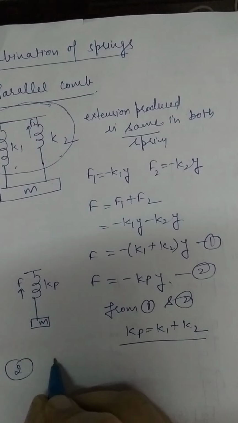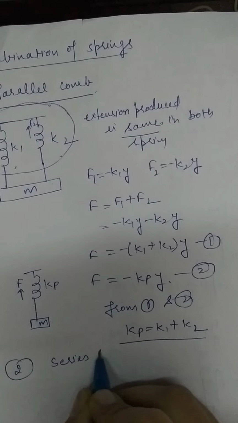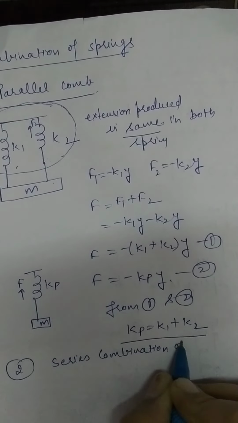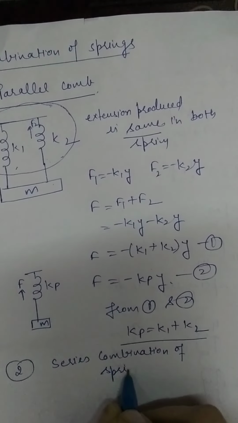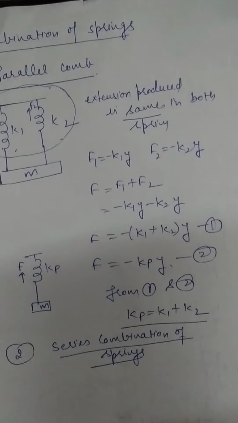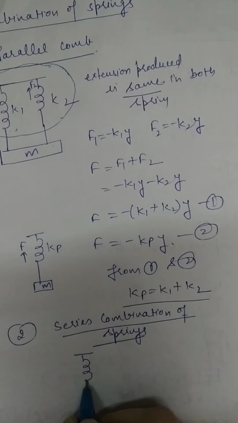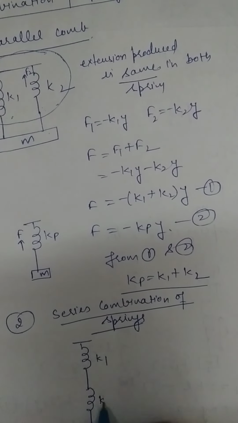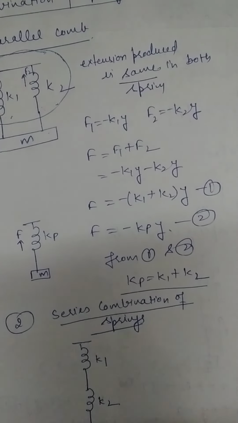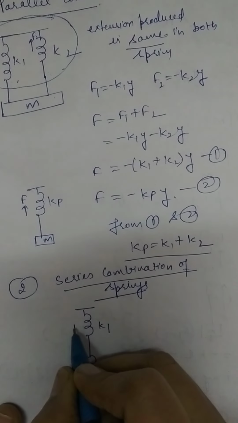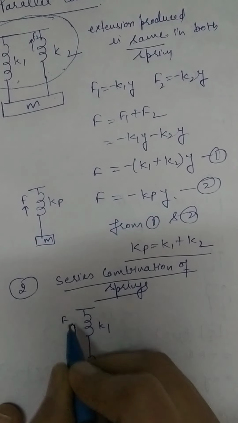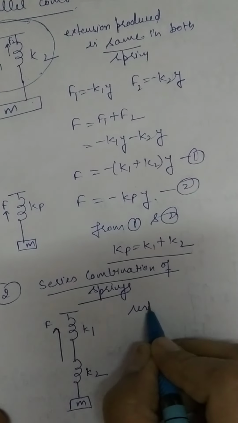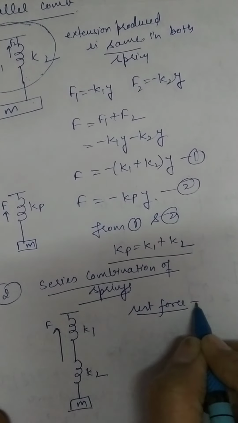Next is series combination. In series combination of springs, there are two springs. One has the spring constant K1, the second has the spring constant K2, and these two are connected to a mass M, right? So now what remains the same here? The restoring force. Here the restoring force in both the springs is the same.